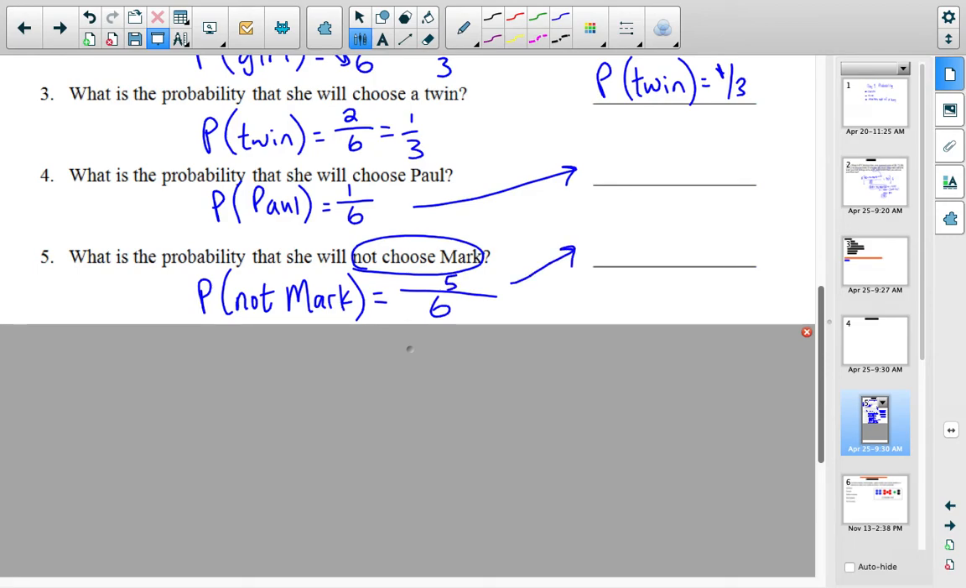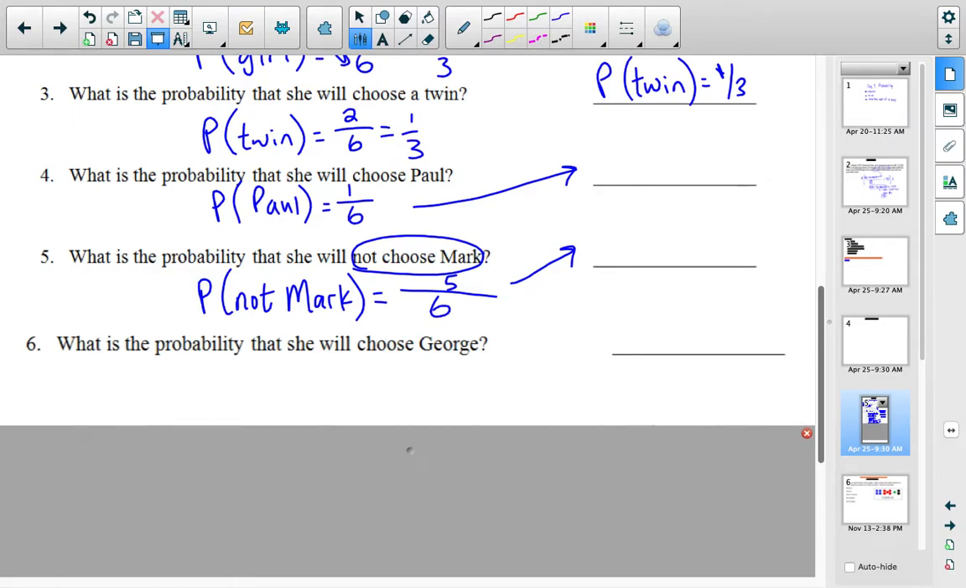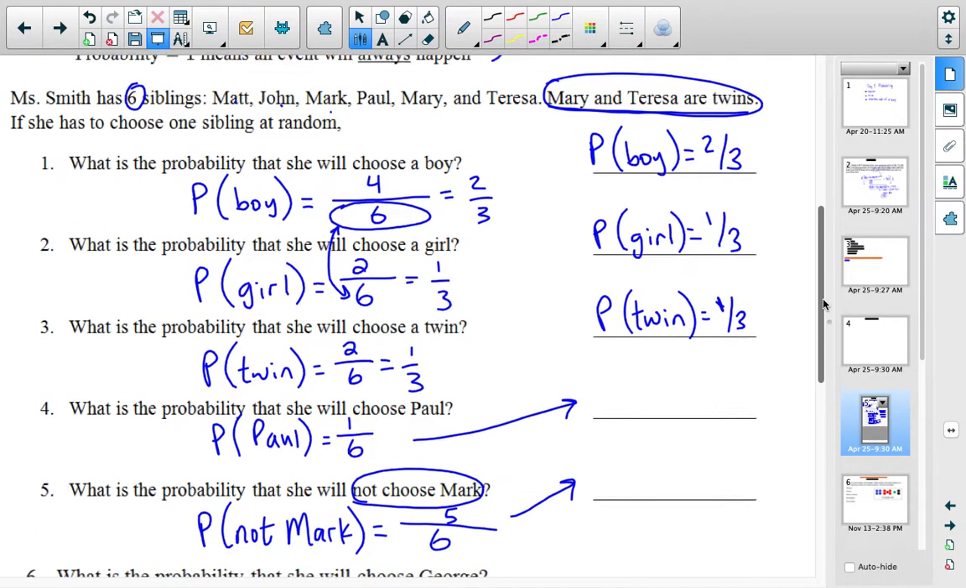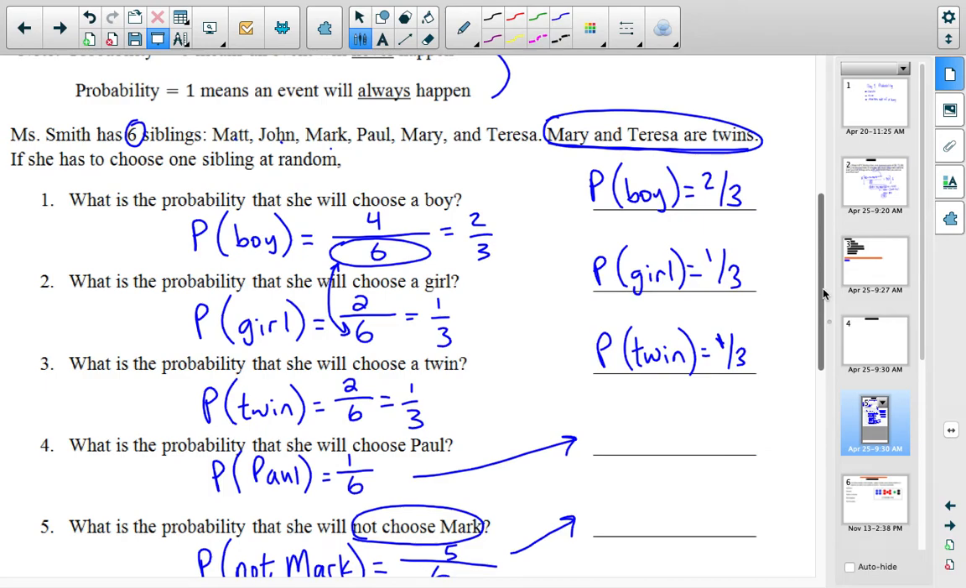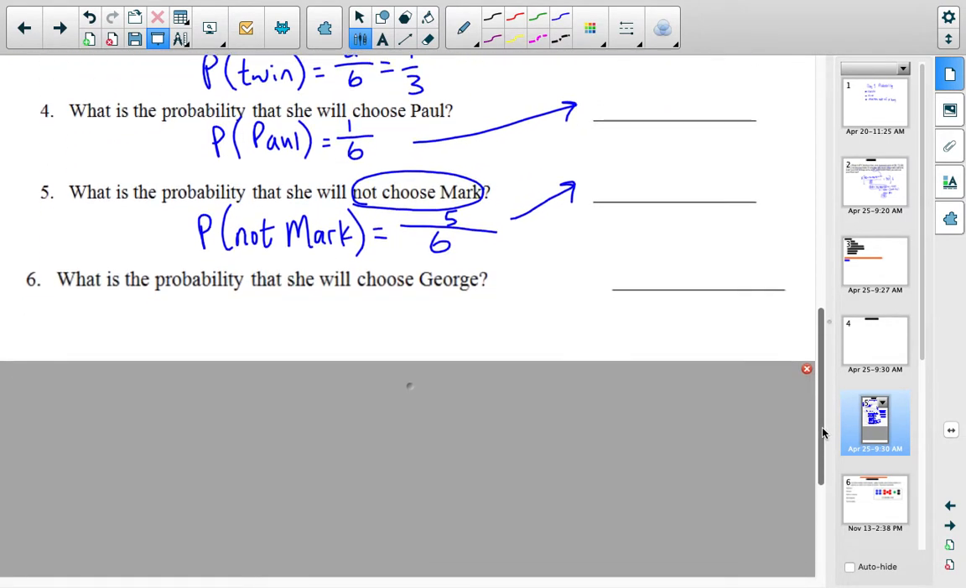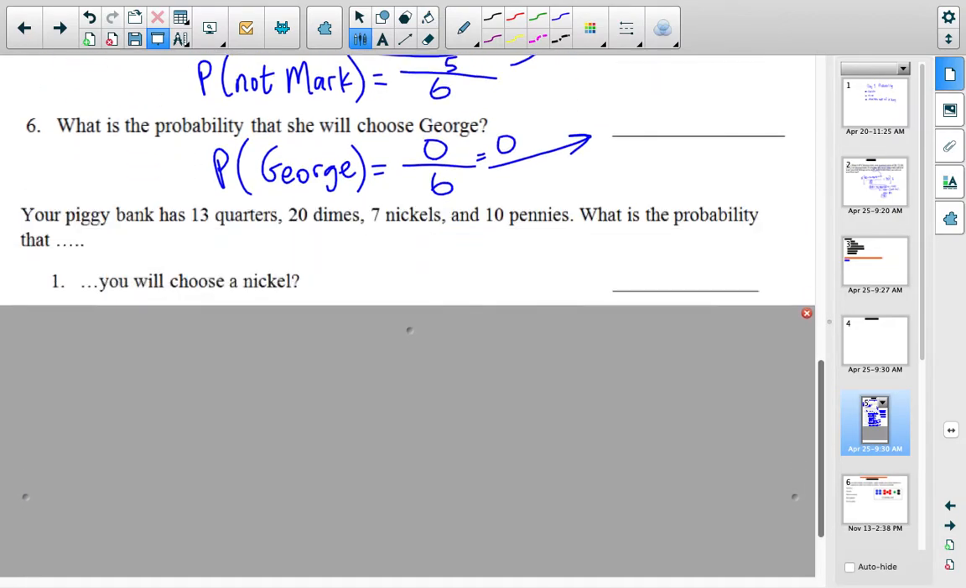So that one. And then lastly, what is the probability that she will choose George? Look up here. Do you see a George? Matt, John, Mark, Paul, Mary, Teresa? No. So the probability that she'll choose a George, there's no Georges. So that's going to be obviously 0. Okay, so that would be one example.